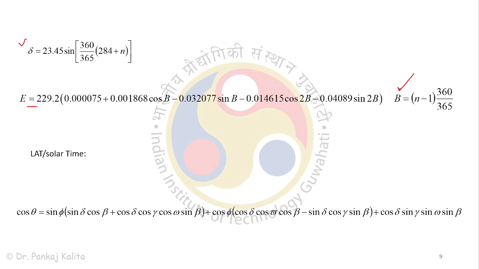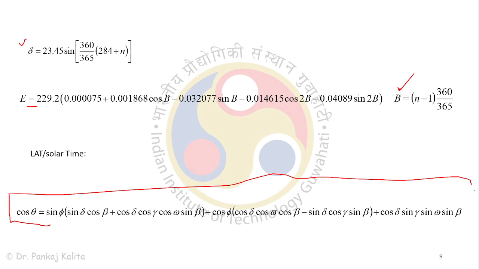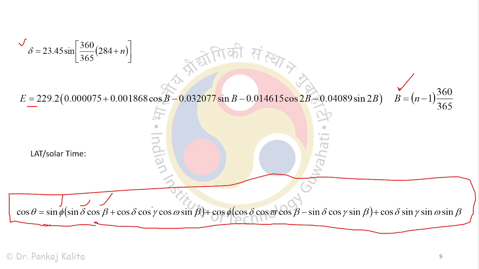So based on that we can calculate E, right? And this is the final thing that we have to focus on, right? This is the final thing. In this, the parameters we should know are latitude, declination angle, slope, and azimuth angle. So these four parameters, and also your hour angle. Okay, so these five parameters you should know.